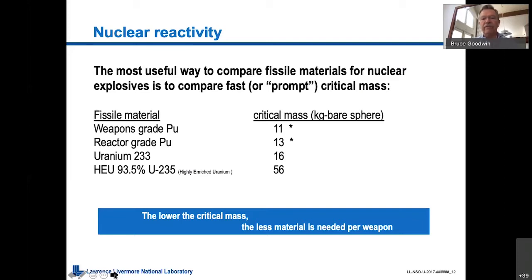Now, reactor-grade plutonium has a bare sphere critical mass of 13 kilograms. So it's only about 20% more of it required to make a critical mass. And you'll note here down at the bottom that highly enriched uranium, which we know is good for nuclear weapons, has a critical mass of 56 kilograms. And so both reactor grade and weapons grade are about 4 to 5 times better than highly enriched uranium for making a nuclear weapon.